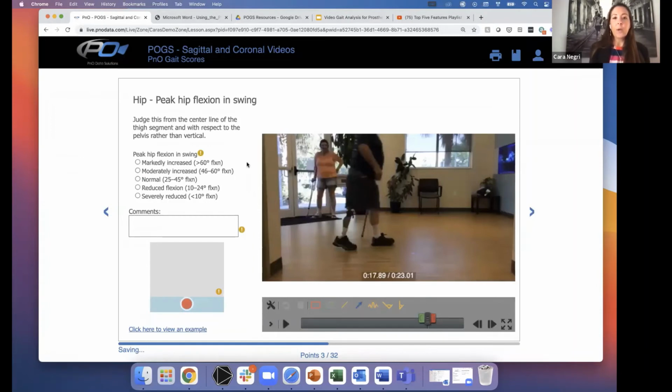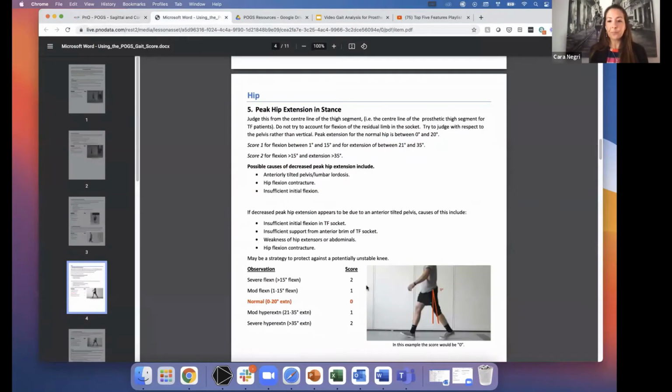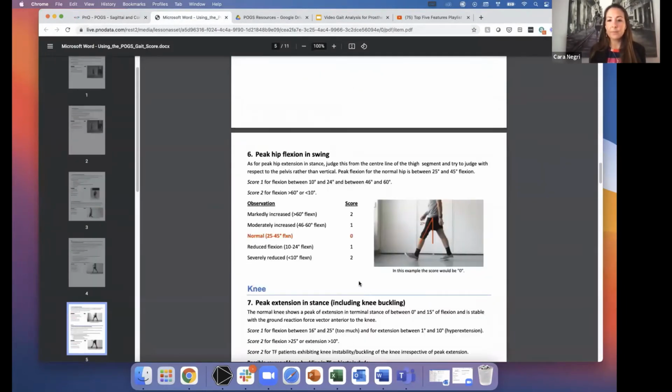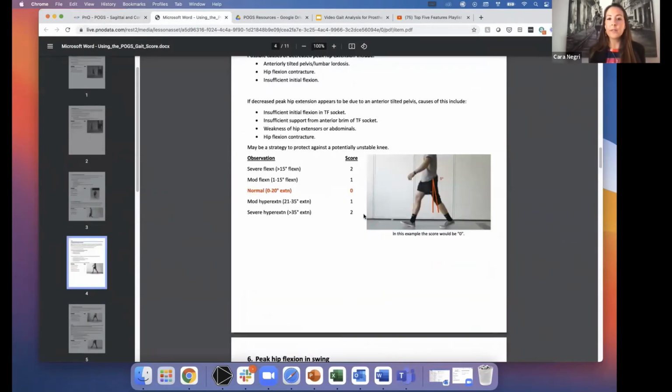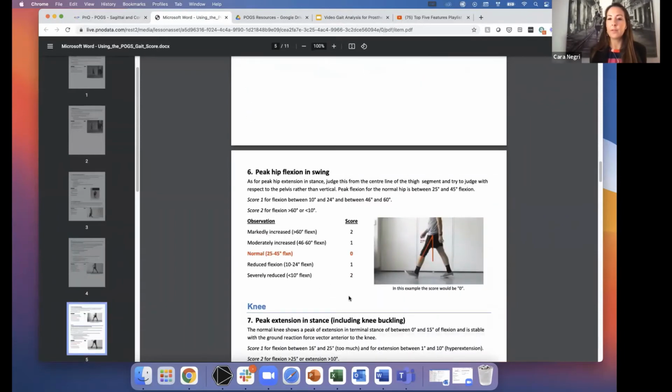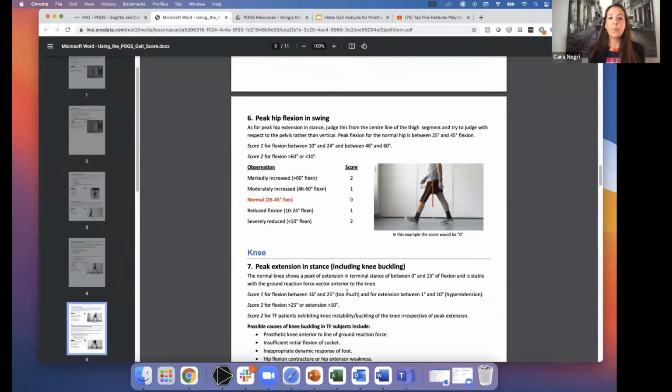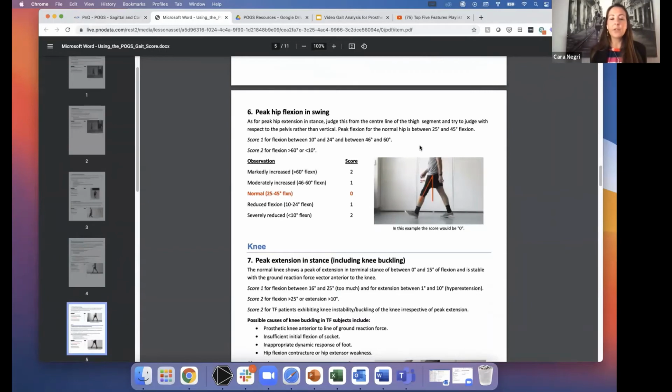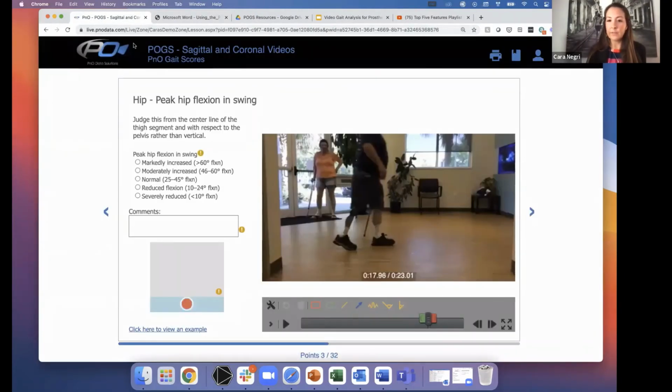Okay, so hip flexion in swing. We're judging this from the center line of the thigh segment with respect to the pelvis rather than vertical again. So for both of the hip ones, it's taking into account the position of the pelvis, not just from vertical, because you do have people with different positions. Very similar to what we just did, we're now going to look at the hip flexion, seeing how much he can flex his hip.